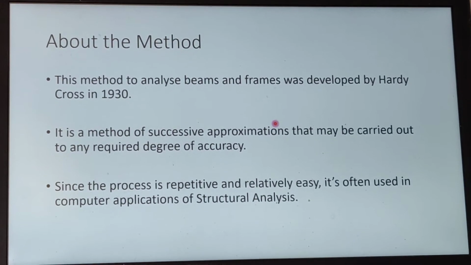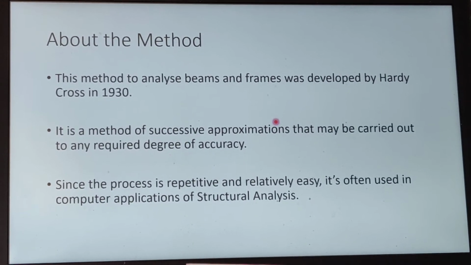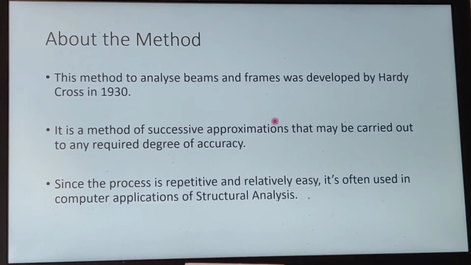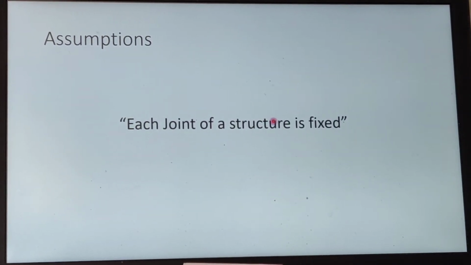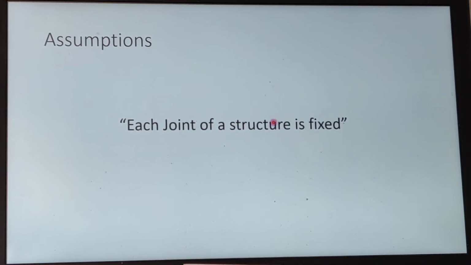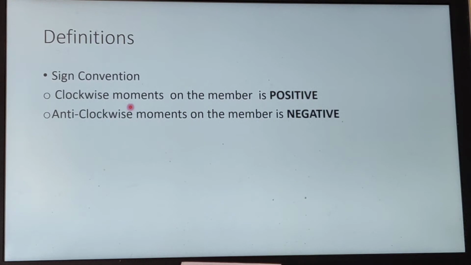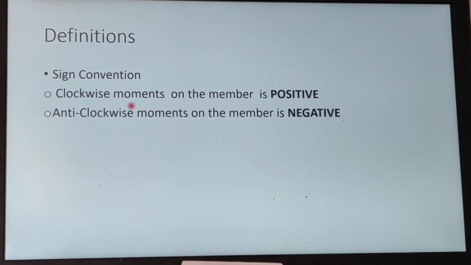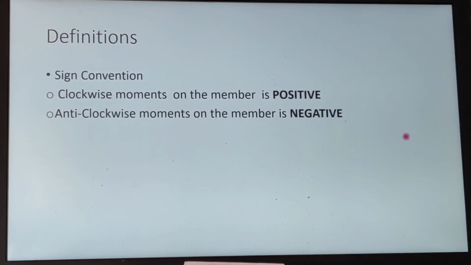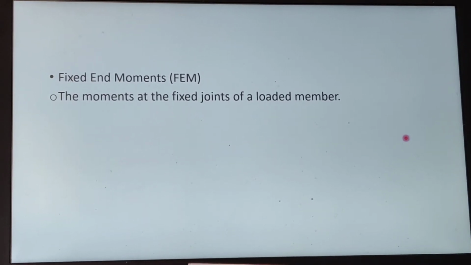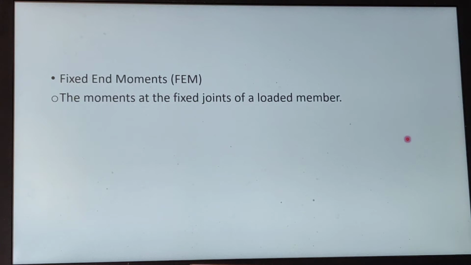The process is repetitive and easy compared to other structural analysis methods, and it finds itself in computer applications of structural analysis. The assumption is that every joint in a structure is fixed. And the definitions: first, sign convention. All clockwise moments of the member are considered positive, anti-clockwise is considered to be negative. Fixed end moments: when a span of a beam is loaded, the moments that are generated at the ends are considered to be fixed end moments.